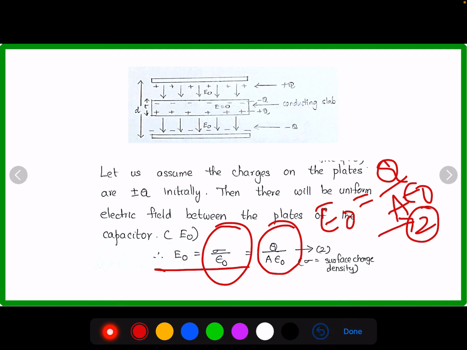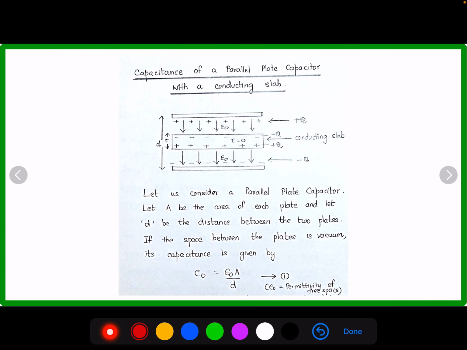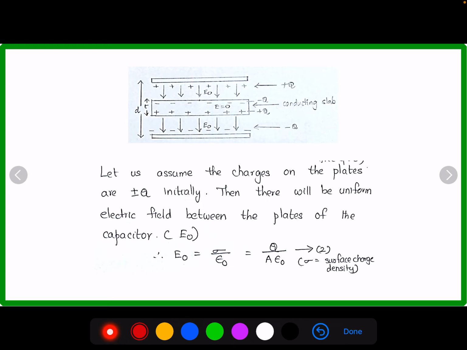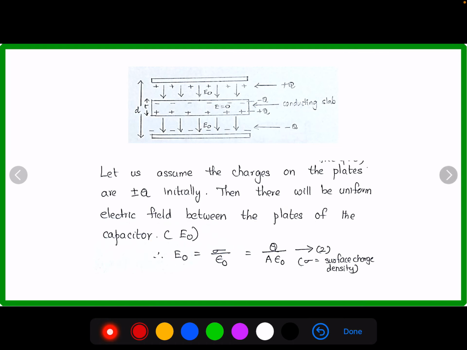When there is nothing in between the plates of the capacitor, the capacitance C naught is equal to epsilon naught A by d. This is equation number 1. Now, when there is nothing in between the plates, the electric field E naught is equal to sigma by epsilon naught, that is equal to Q by A epsilon naught. Let it be equation number 2.